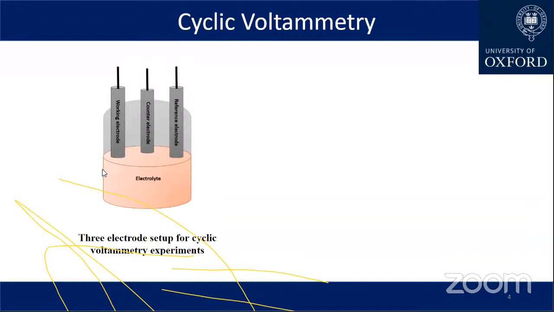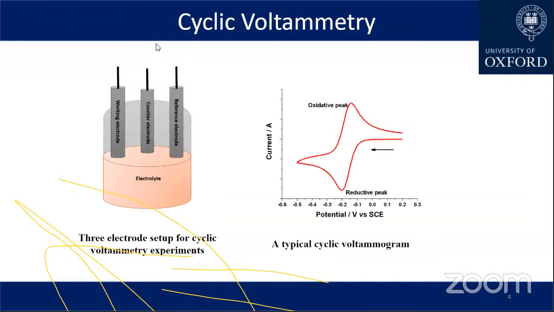So this is how a typical cyclic voltammetric cell would look. Once we attach this setup to a potentiostat, we have a voltammogram. This is the graph which corresponds to a redox reaction, and this is how the cyclic voltammogram would look. When we apply different potentials, the current transient is recorded. We have a reductive peak corresponding to the reduction reaction, and an oxidative peak corresponding to the oxidation reaction.